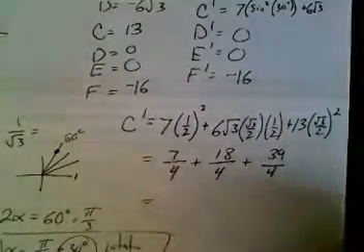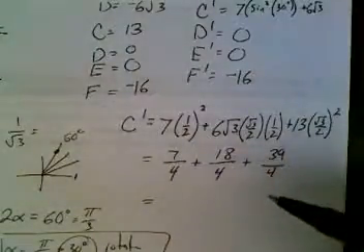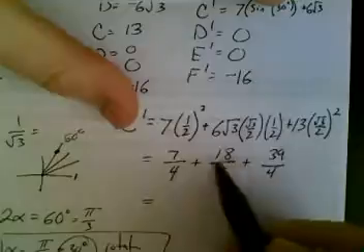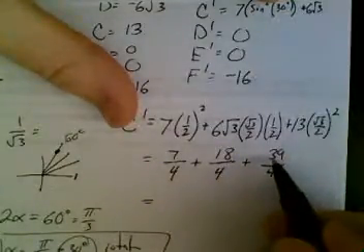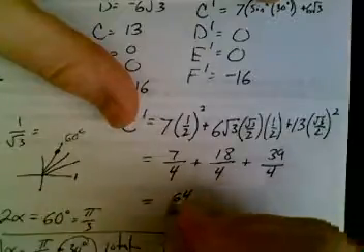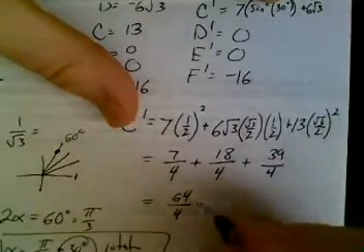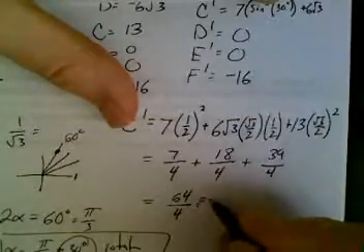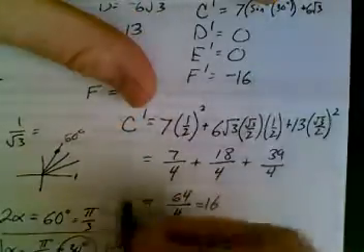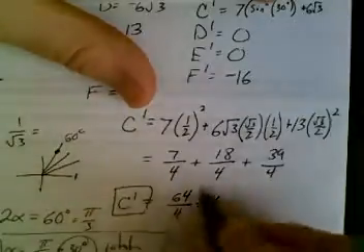Without simplifying this down yet, they already have a common denominator, so let me add it all up. We're going to get 25 and 64 over 4, which is the same thing as, if I'm not mistaken, 16. So that's my C prime. Okay, C prime is 16.